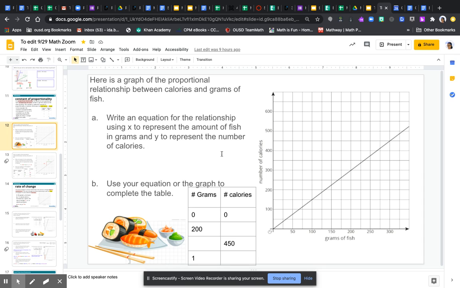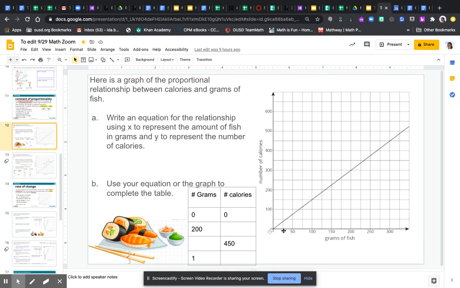For this problem, we have a graph of a proportional relationship between calories and grams of fish. We have a table and we have a graph. On the graph, notice the line goes through the origin and that grams of fish is on the horizontal axis. We also want to notice that the horizontal axis is scaled by 25.